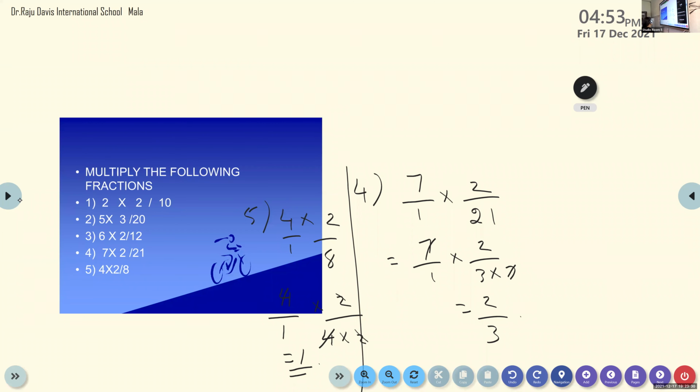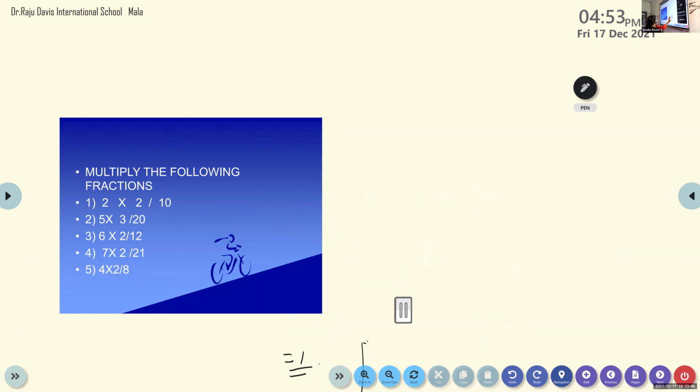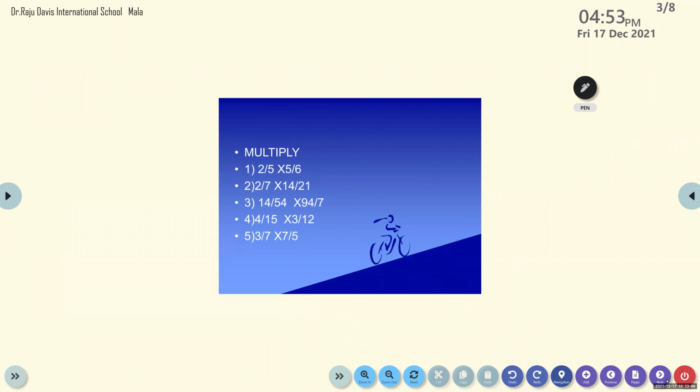Ma'am, if we cannot simplify a number, then what we will do? You multiply numerator with numerator, denominator with denominator, and finalize it. Okay, ma'am. That's all. Shall we go to the next one? Fraction. Yes, ma'am. Ma'am, 3 by 4 is the second question answer. Yes, I think.